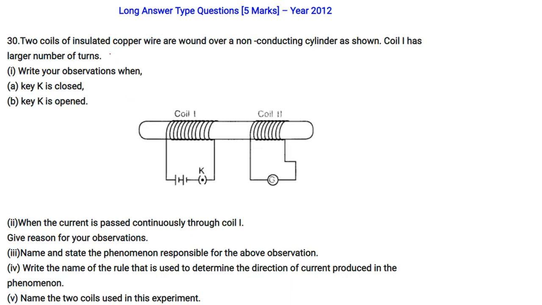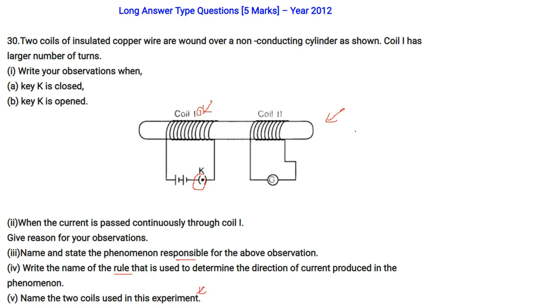Two coils of insulated copper wire are wound over a non-conducting cylinder as shown here. Coil 1 has a large number of turns. Write your observation when the key K is closed and when K is open. And we have to answer these also: when the current is passed continuously through coil 1, give reasons for your answer, name the phenomenon responsible for this observation, name the rule that is used to determine the direction of current produced in the phenomenon, and name the two coils used in the experiment.